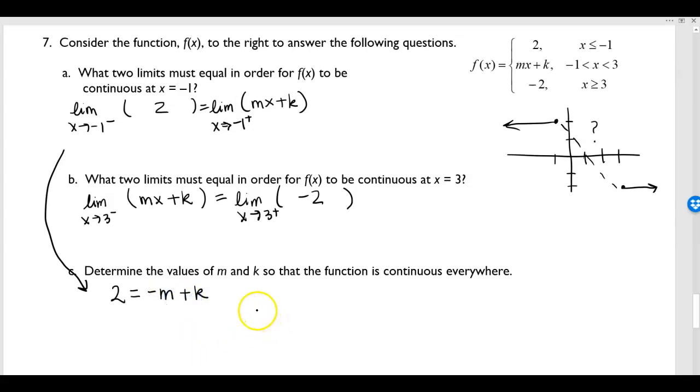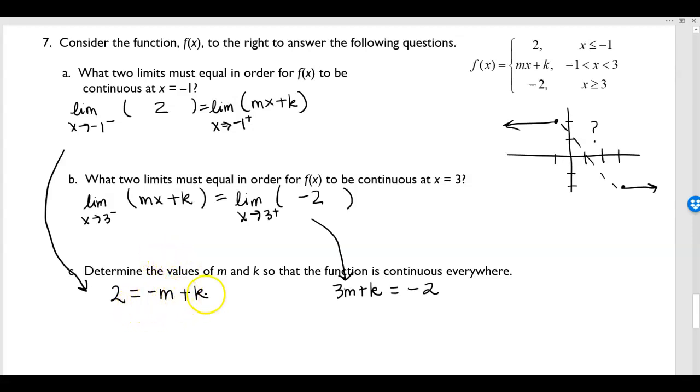Now, right now I can't solve that for any variables, so let's take the second limit statement and see what kind of equation we get. Again, I'm evaluating this limit as x approaches 3 from the left, so I'm just going to plug in a 3m plus k. And for the right, I have -2. So I have two equations, two variables. That means I can use a system of equations to solve this. You could either use substitution or elimination. In this case, I'm going to use substitution because I think it's a little simpler, but feel free to use elimination if you would prefer.